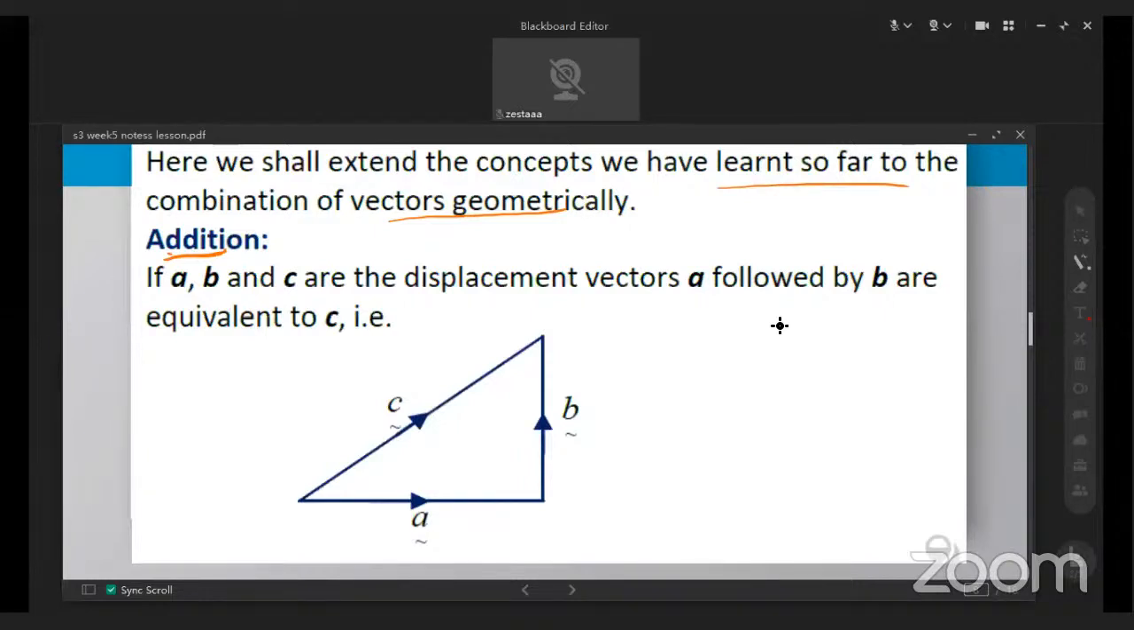Yeah, okay. My question is, I get confused. When do we subtract and when do we add during the vector geometry?